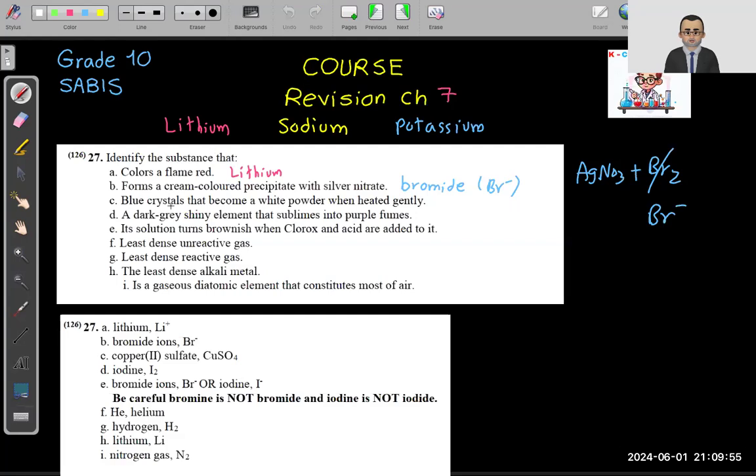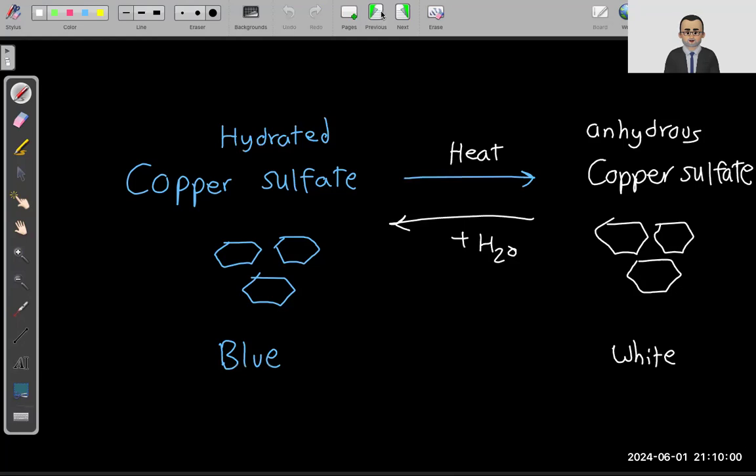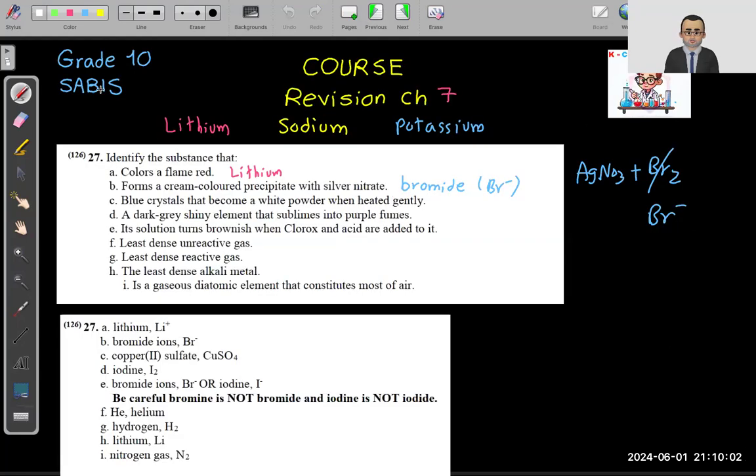So the question asks, what are the blue crystals that become white when heated gently? This is the copper sulfate, or the hydrated copper 2 sulfate. You can memorize it as CuSO4 or copper 2 sulfate.